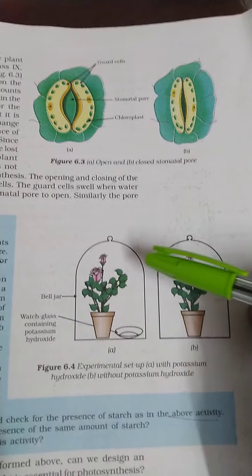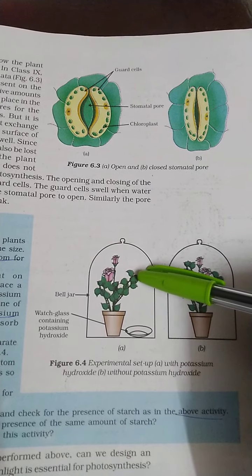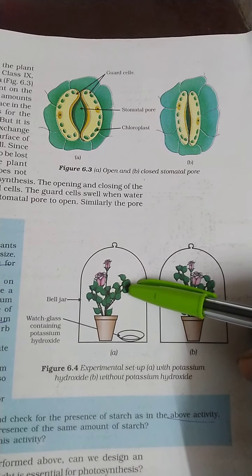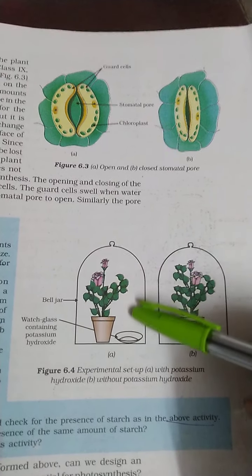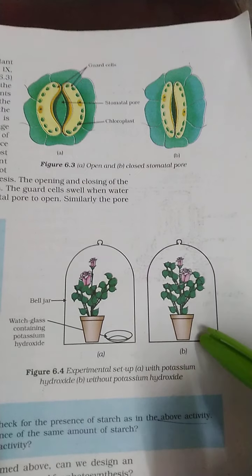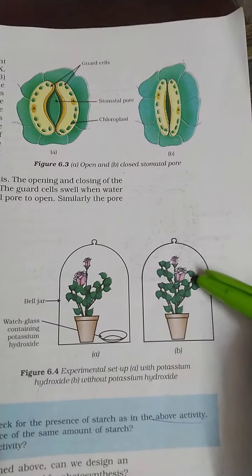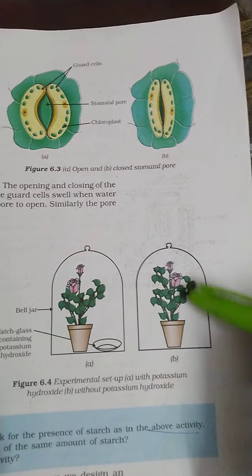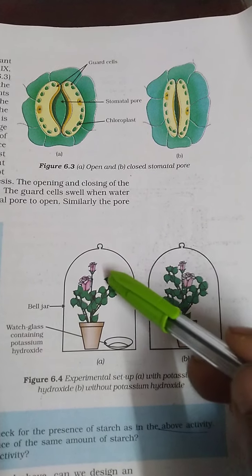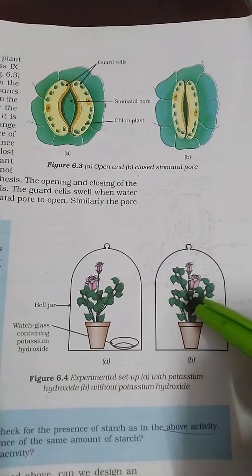Now we observe that in pot A the leaf dipped in the iodine solution does not turn blue because it did not get carbon dioxide; all the carbon dioxide was absorbed by the potassium hydroxide. In pot B, carbon dioxide was trapped inside the bell jar and the plant used it. Because of that, the leaf of pot B turns blue when dipped in iodine solution. That means where carbon dioxide is absent, leaves are unable to perform photosynthesis, and where carbon dioxide is present, leaves could perform photosynthesis.